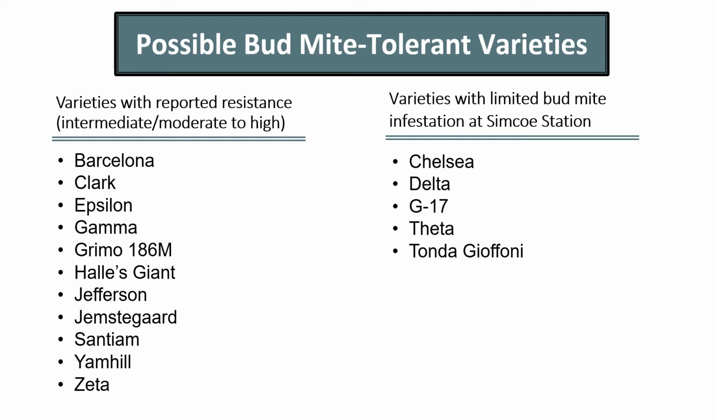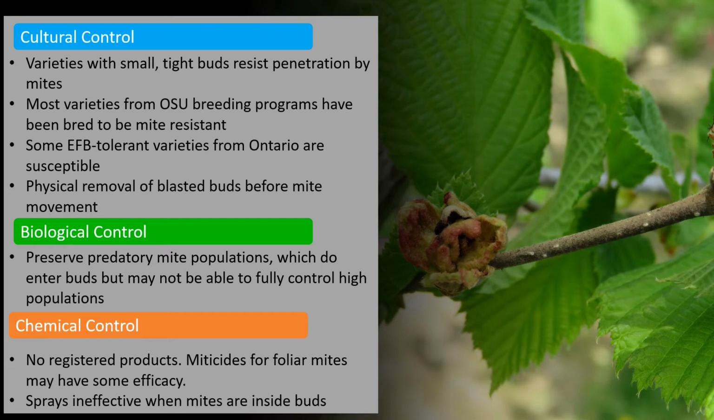On the right, we've also listed some varieties from the Simcoe Research Station where we don't see a whole lot of bud mite, and those include Chelsea, Delta, G17, and Theta. Those may have a little bit less filbert blight and bud mite, so they might be good to grow, or at least for fresh market. Tonda also has not had a lot of bud mite infestation on the Simcoe station, but it is extremely susceptible to eastern filbert blight.